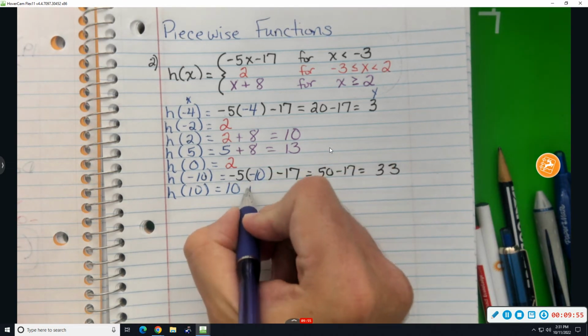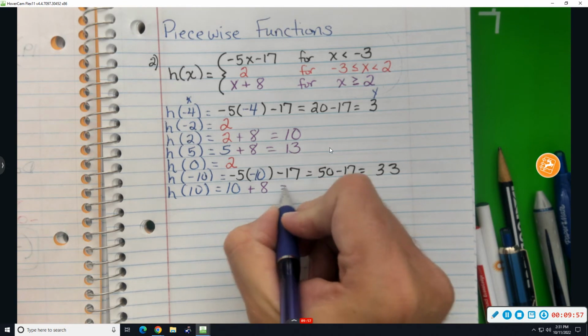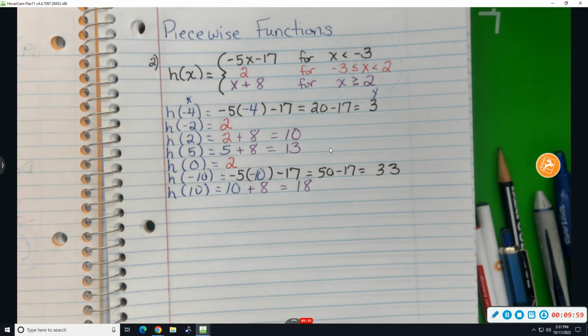Is it clear how we're deciding which one to plug into? Yes. Okay? You do not plug into all of the pieces. You plug into only one piece. Any questions there?